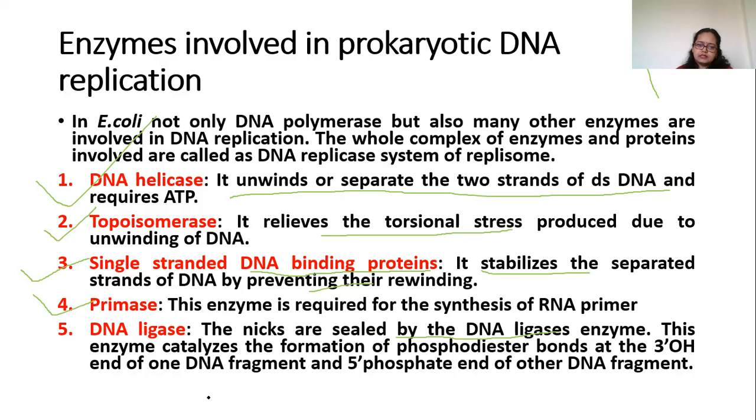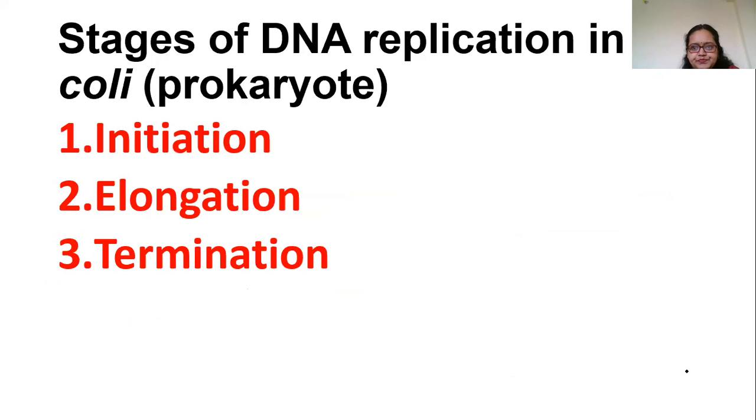So how does it catalyze the ligation? It involves the formation of phosphodiester bonds. We know that a phosphodiester bond forms between the 3' hydroxyl end of one DNA fragment and the 5' phosphate end of the other DNA fragment. So once the bond between these two ends forms, that is known as a phosphodiester bond, and this bond is formed with the help of the DNA ligase enzyme.